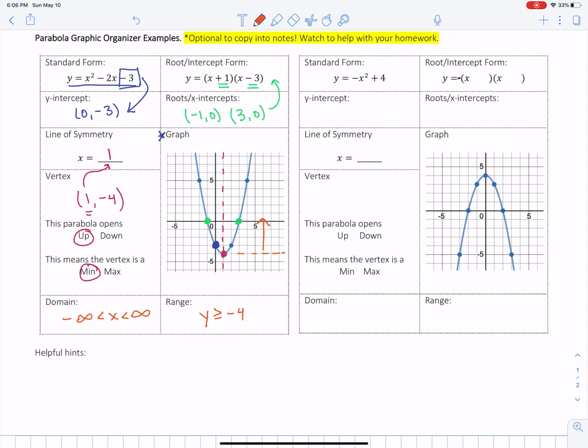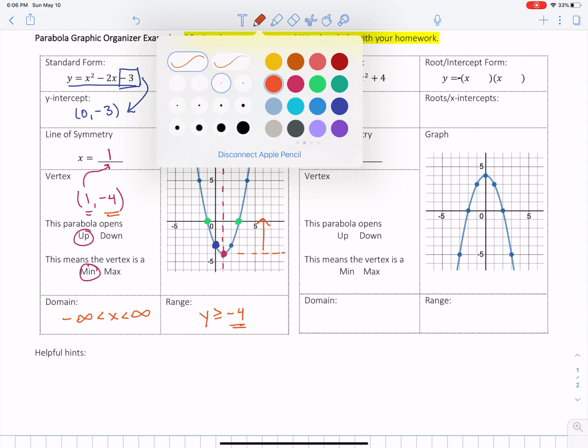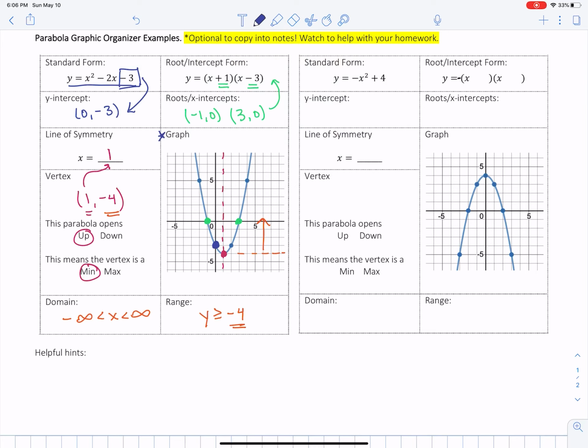So now we're all completed with this graphic organizer. You can start to see how some things start matching up, including this -4 should always match the y value in your vertex. Okay, let's try one more over here on this other guy.